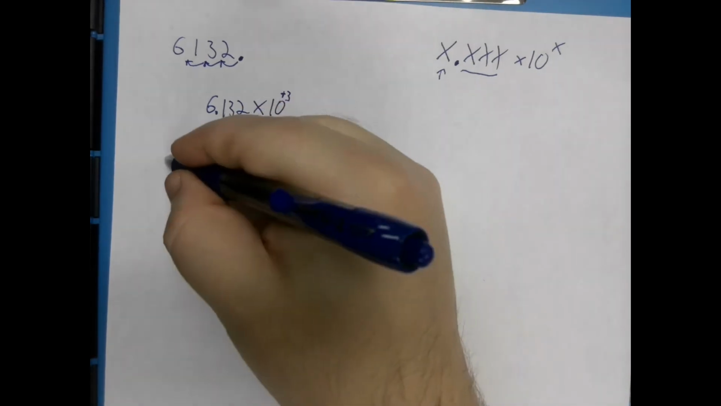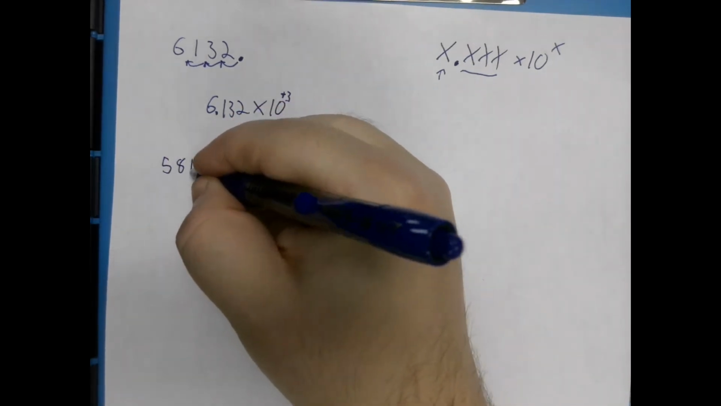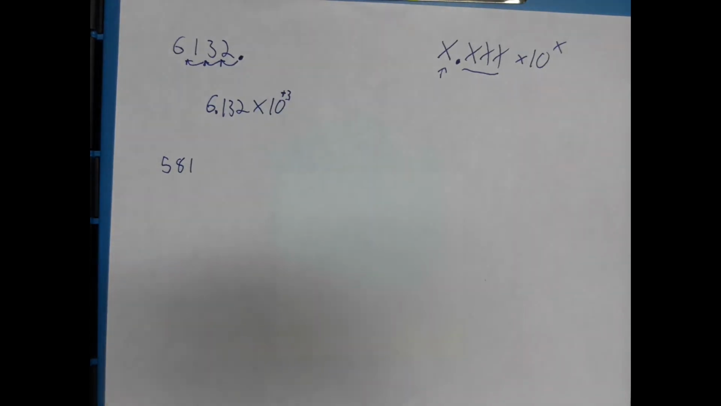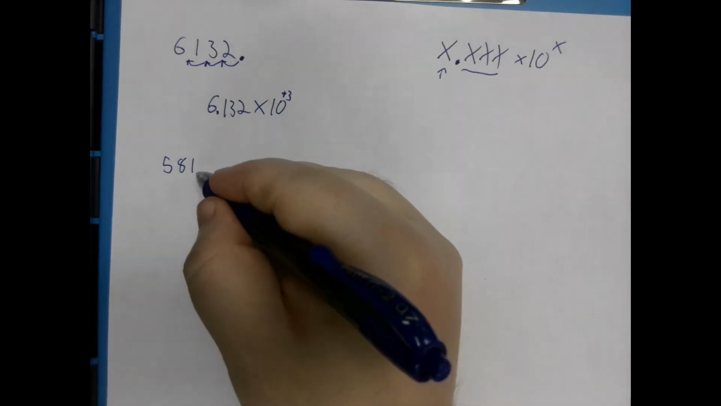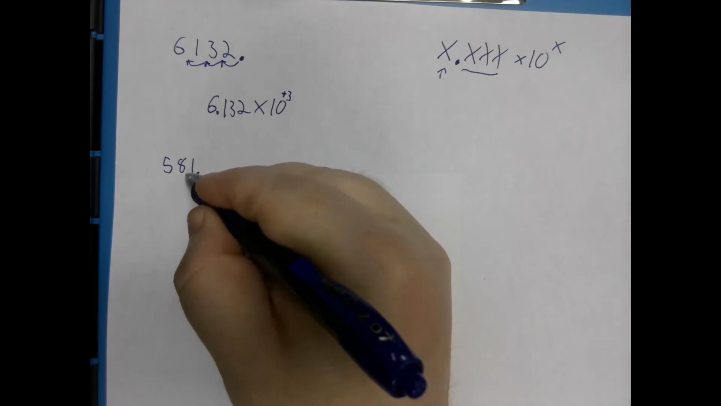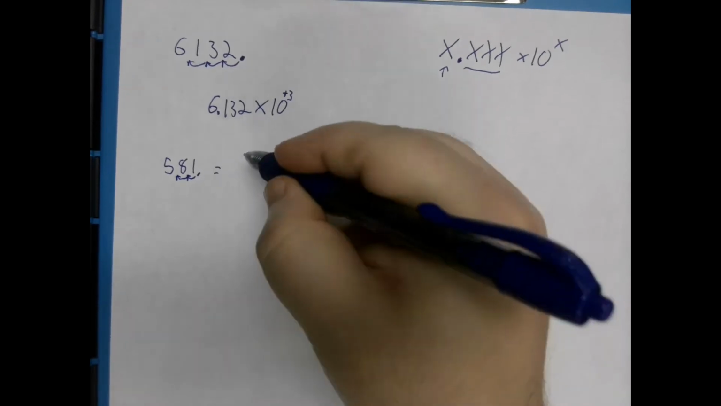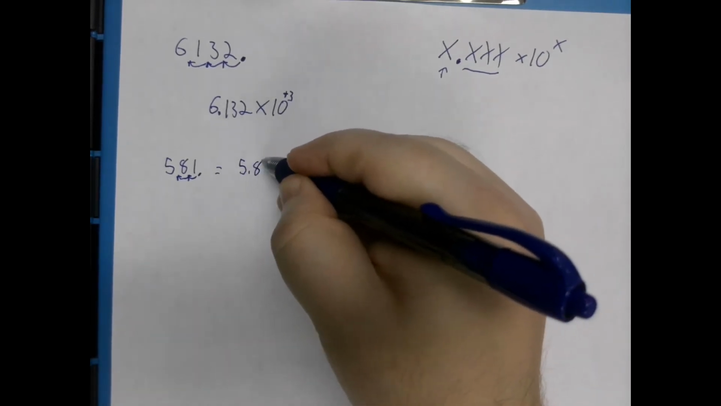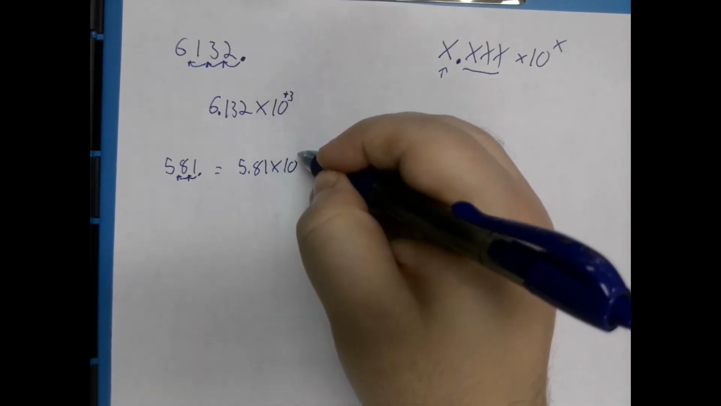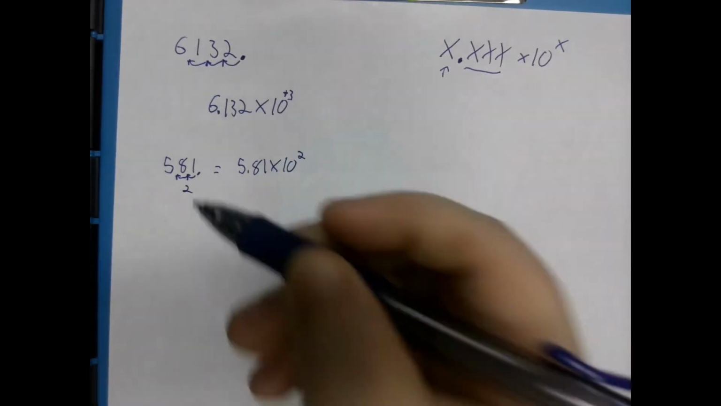So another example, 581. So again, there's an imaginary decimal right here. To get it after the first digit, you go over 1, 2. So this is the same thing as 5.81 times 10 to the second power, because we went over twice.